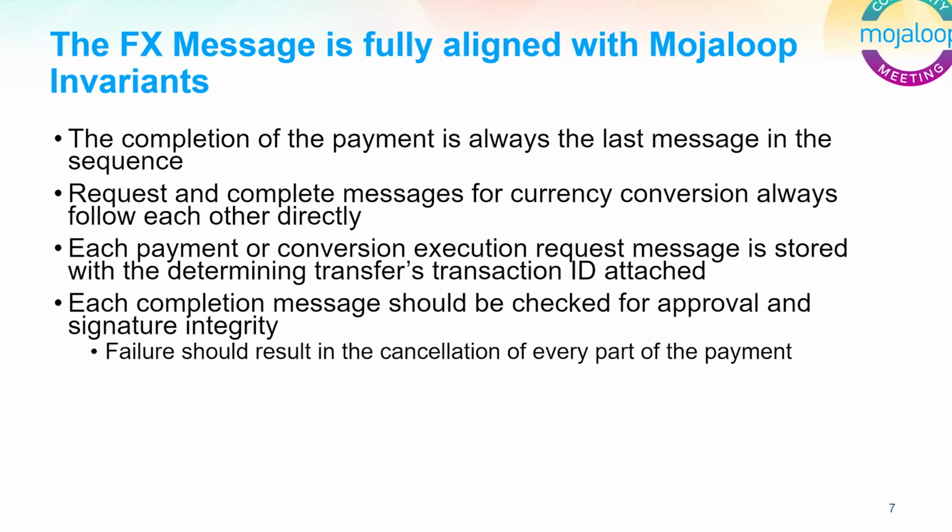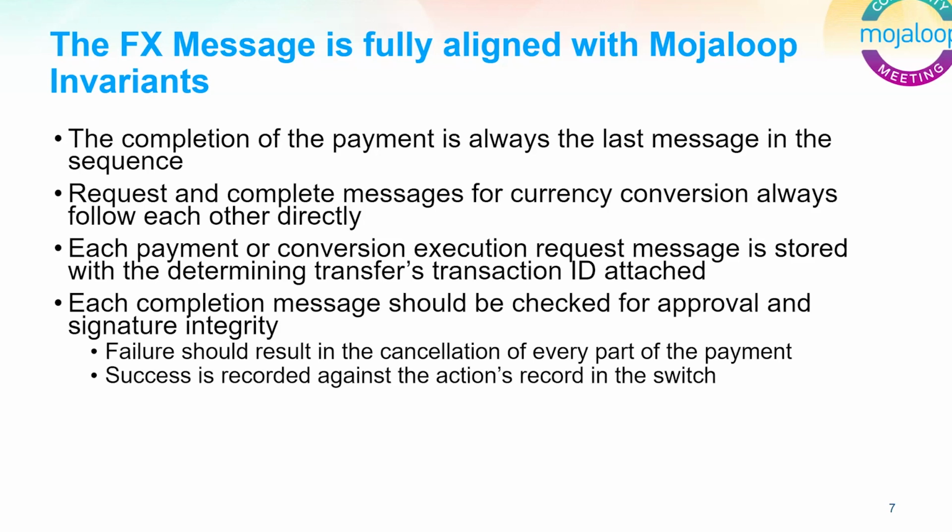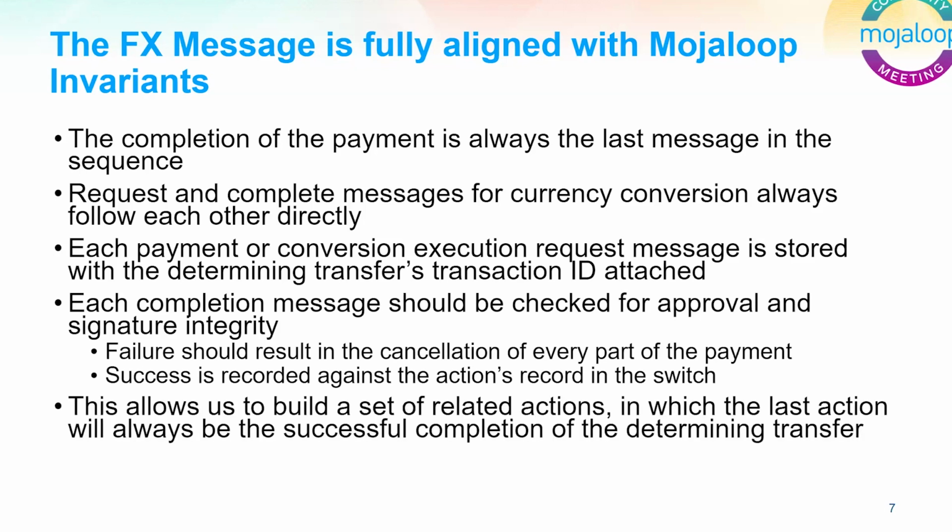And a failure should result in the cancellation of every part of the payment. Success is recorded against the actions record in the switch. And that enables us to build a set of related actions in which the last action is always the successful completion of the determining transfer, which says, if this has worked, everything else should now work.